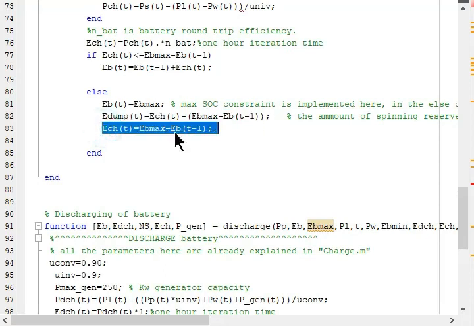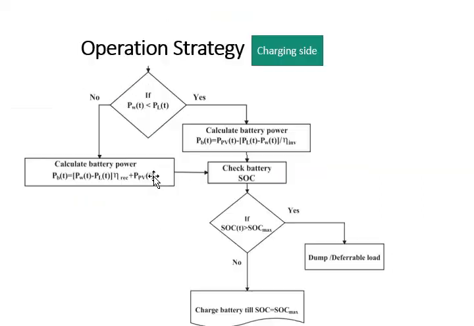And your charging will be updated, because in this case, this charging is the amount each hour that is provided to the battery. That's some extra feature in this code. You can ignore it. So that was the charging strategy. In the grid-connected case, you will be providing the extra power to the grid. If you are not connected to the grid, then it will be a deferrable load.